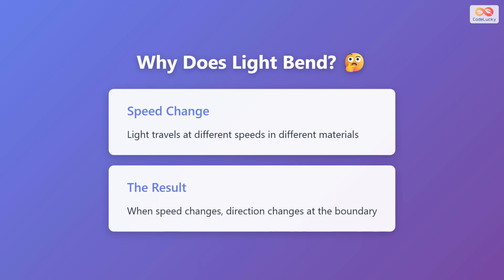But why does light bend in the first place? The answer lies in speed. Light travels at different speeds in different materials. For example, light moves faster in air than it does in water or glass. When light enters a new medium where its speed changes, this change in speed causes the light to change direction at the boundary. Think of it like a car moving from a smooth road onto sand. The change in speed causes a change in direction, and the same principle applies to light.